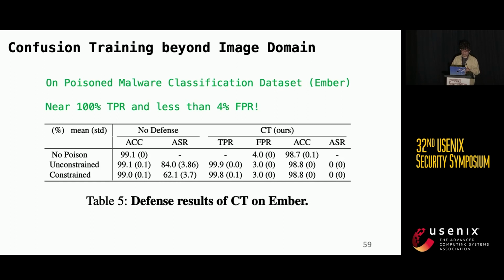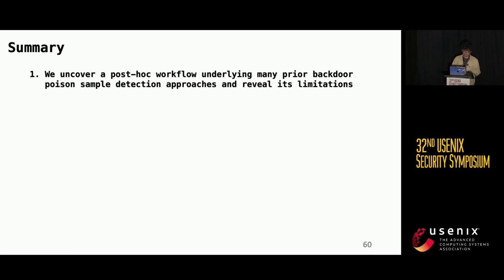And also, we find that confusion training can also be applied beyond the image domain. We take a poisoned malware classification data set as an example, which is Ember. We're doing some poisoning on Ember. We find that we can also achieve nearly 100% true positive rate and less than 4% false positive rate in terms of poison detection. So finally, I want to summarize in 4 points.